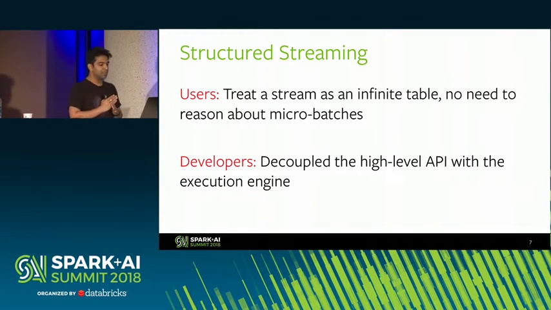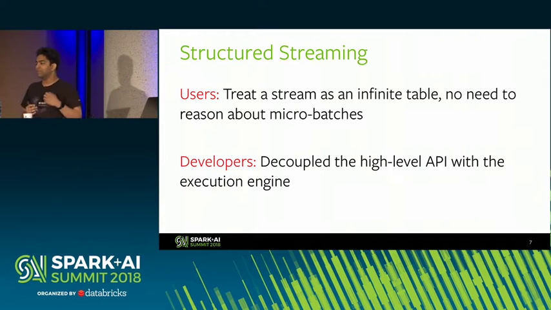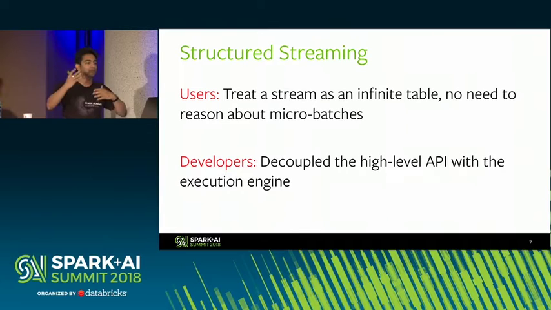From the user's perspective, it allowed users to treat a stream as just an infinite table, right? So the user did not have to worry about or reason about micro-batches in general. And since this was built on Spark SQL, it gave us all the optimizations, the catalyst optimizer, join and filter pushdowns, and things like this for free. So it was much more performant.